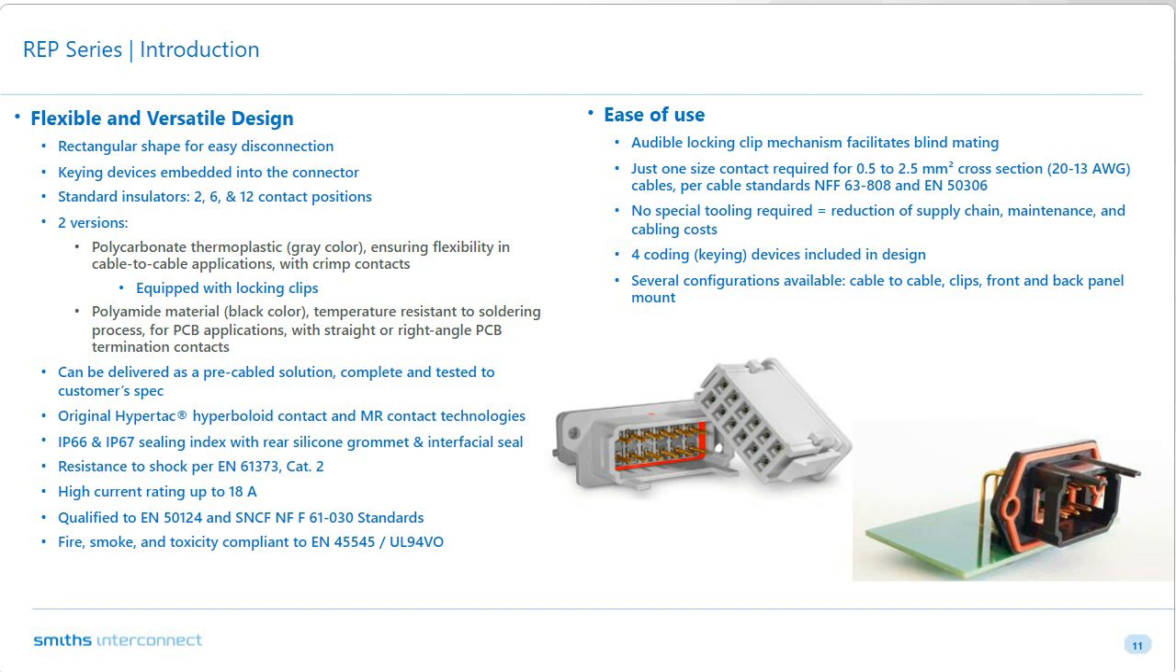The standard insulator comes in a body of either 2, 6, or 12 contact positions. And the picture that you see on the bottom left is a representation of the 12 contact position. The REP comes in 2 different variations. A polycarbonate thermoplastic gray color that you see on the bottom left. This ensures flexibility, particularly in cable-to-cable application with crimp contacts, equipped with locking clips, and I'm going to talk about them. Perhaps the picture tells more about the locking clip that I'm also going to talk about in a few minutes.